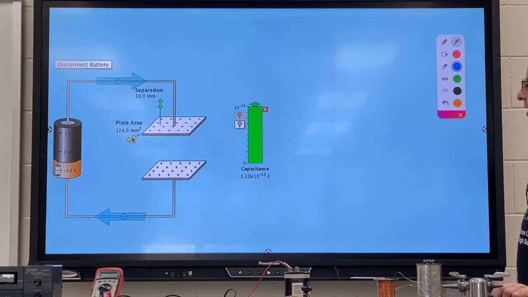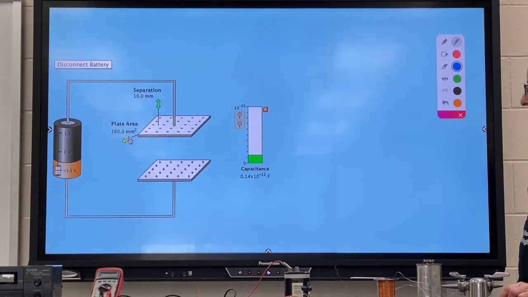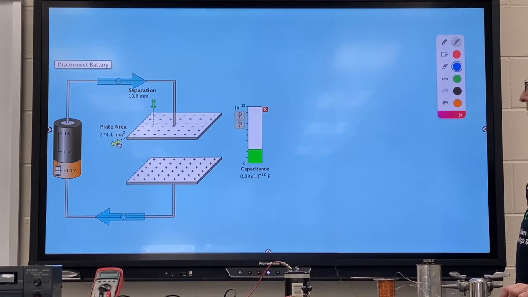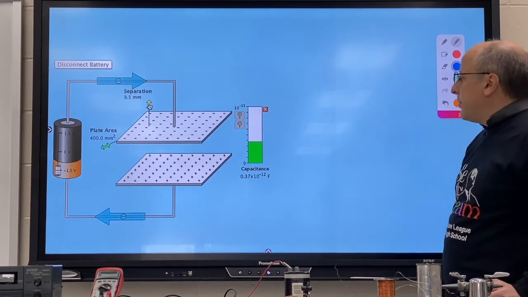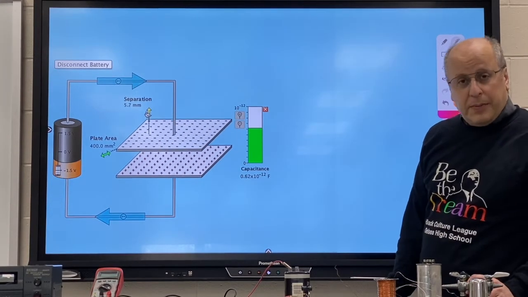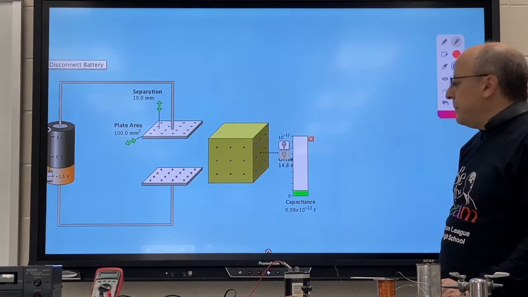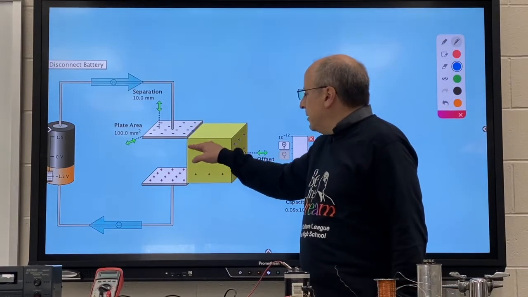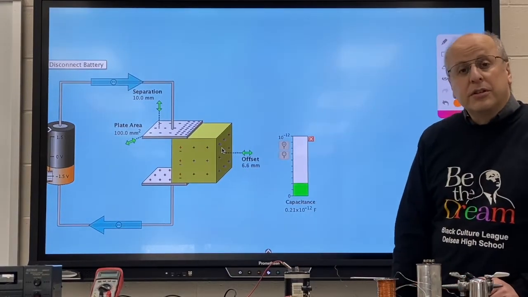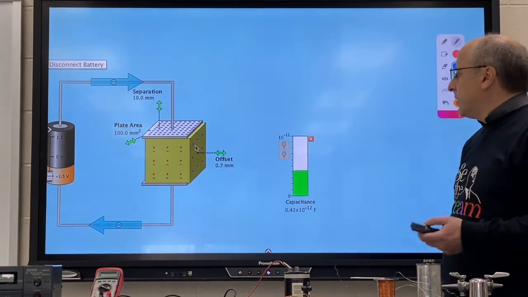We saw that bigger area made a better capacitor, more room to store charges. We saw less separation made for a better capacitor. We saw adding an insulator made for a better capacitor because it was in essence bringing the positive charges closer to the negative plate without the risk of spark, without the risk of discharge.